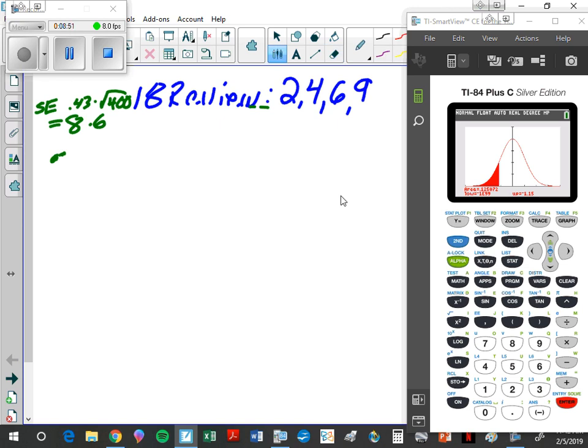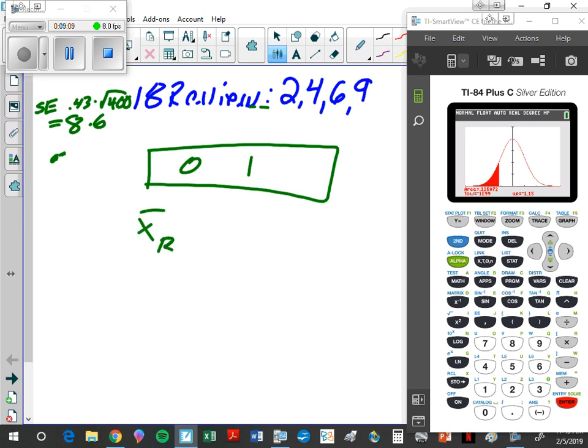A coin is tossed 25 times. Estimate the chance of getting 12 heads and 13 tails. What goes in the box? 0 and 1. Okay, so the average of the box is 1/2. The SD of the box is 1/2.